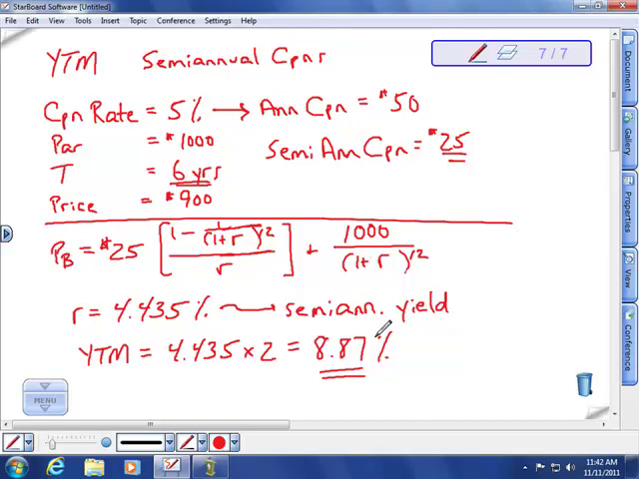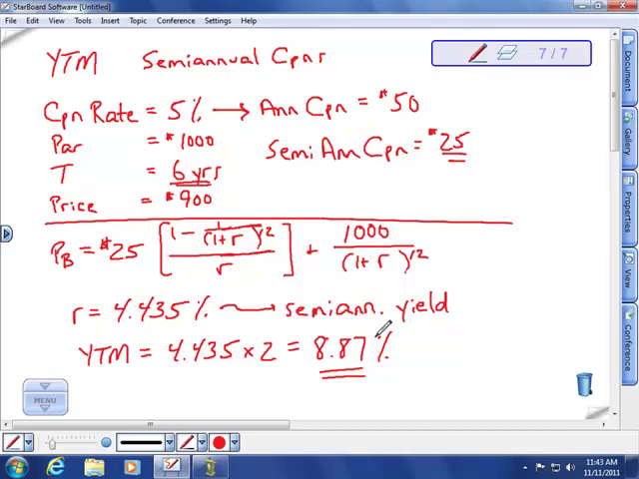Really? Well, maybe I'm messing up here then. All right, we have $1,000 future value, 12 is our N, 25 is our payment, 900 as our present value. Compute I/Y. Yeah, 3.537. Where did I get that from?